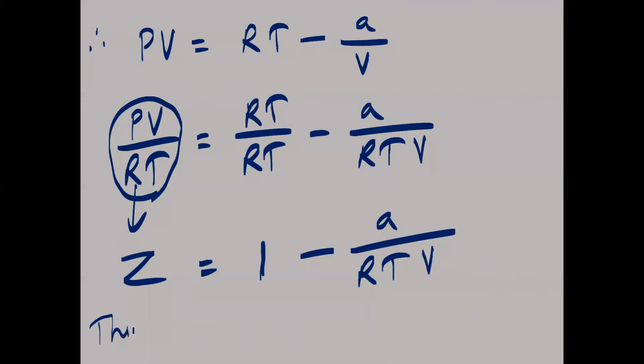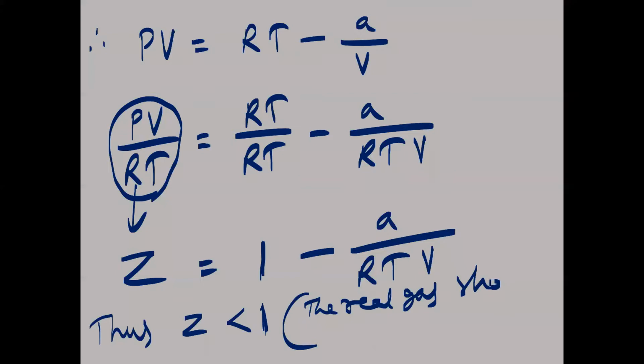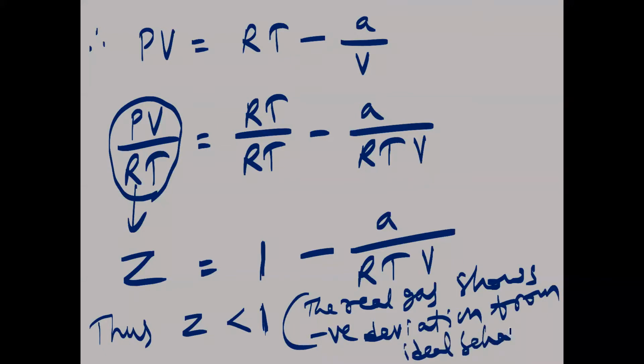Thus, Z is less than 1, since 1 minus something is there here. Z value less than 1 indicates what? The real gas shows negative deviation from ideal behavior.